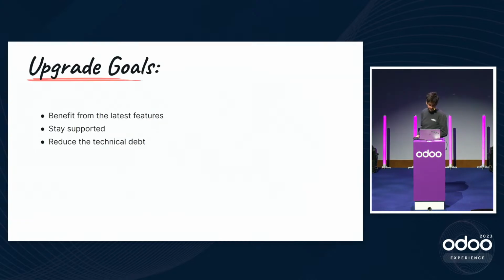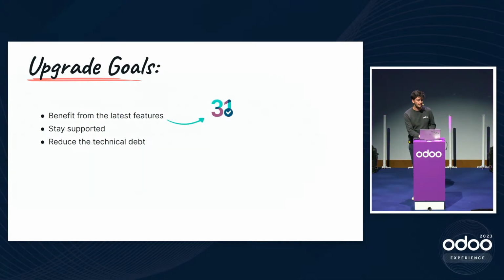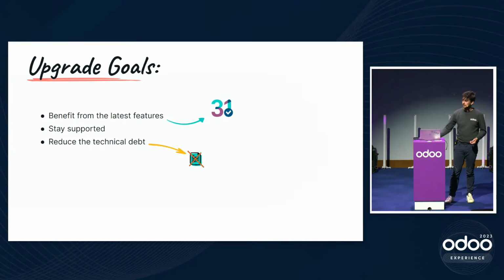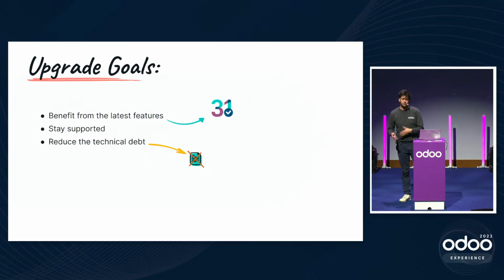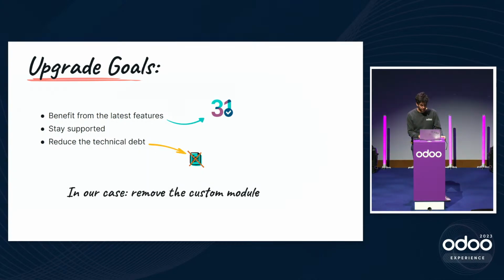Well, let me first remind you the goal of the upgrades. You want your customer to benefit from the latest features. So in this case, appointment features that have been added in Odoo 17. You want your customer to stay supported, and you want to reduce your technical debt. So new features managed by Odoo, standard features, well, that's easier for you to manage, less lines of code, less issues with the customer. So we will remove the module.